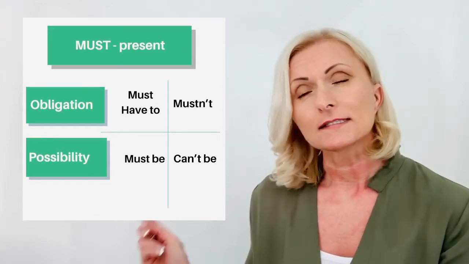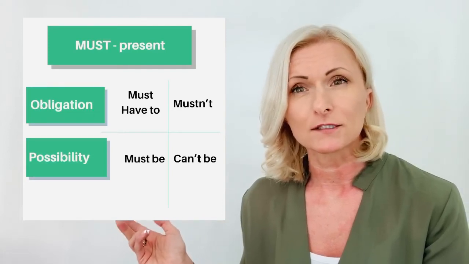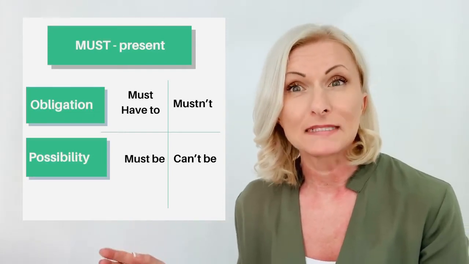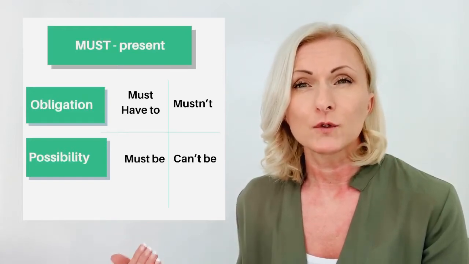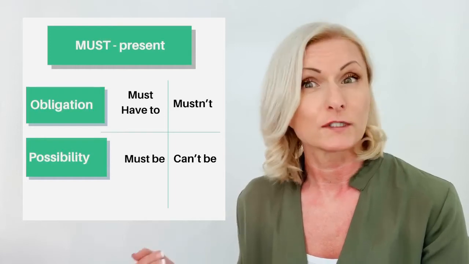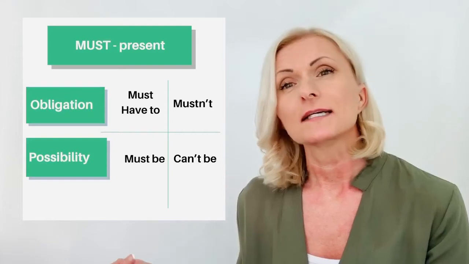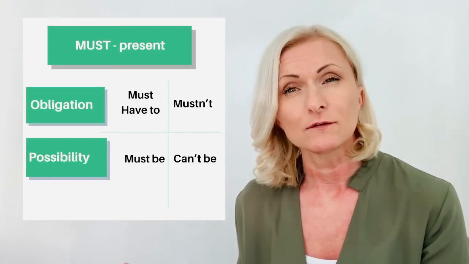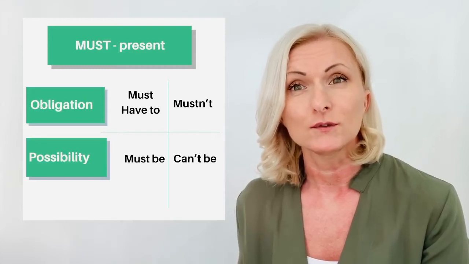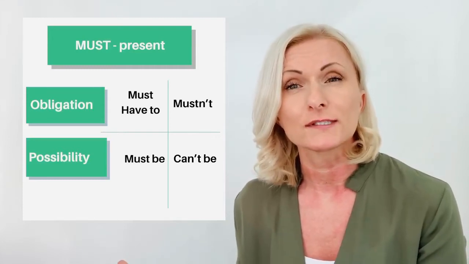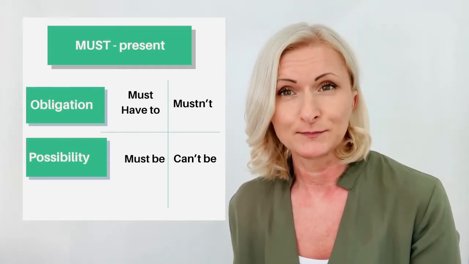If we look at our second function, the second category, which describes possibility in the present, we said that the positive form is must be. So, for example, my phone must be in my bag. And remember that the negative, the opposite meaning for this, is not mustn't be, but actually we use the form it can't be to say I'm pretty sure that this is not the case.